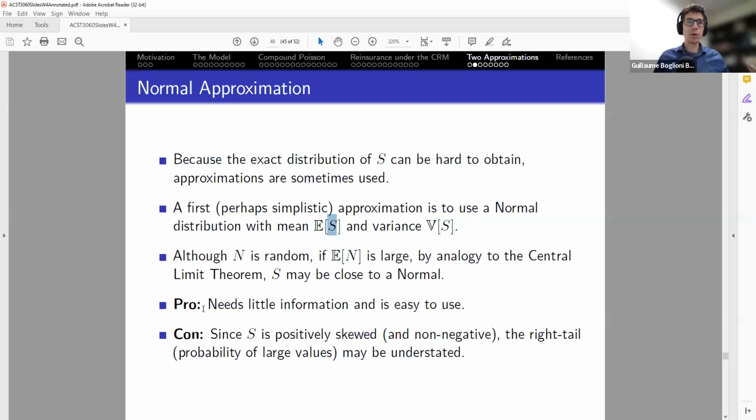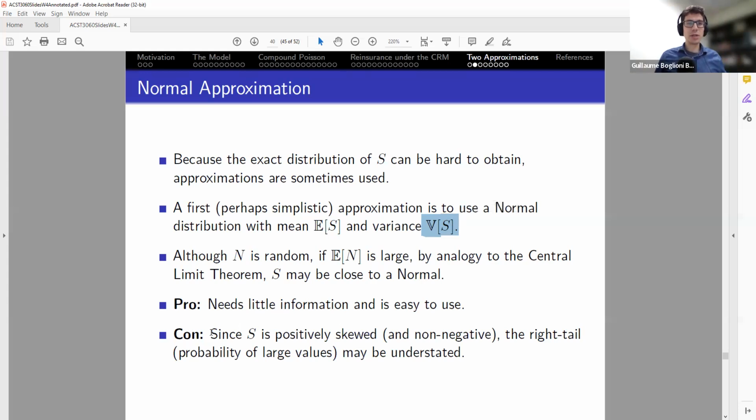Now, it's a very simple approximation. A pro, you might say, is that you need very little information to use it. All you need is the expectation of S and the variance of S, because if you're fitting S to a normal, then you only need two parameters. You only need the mean and the variance to do your approximation.